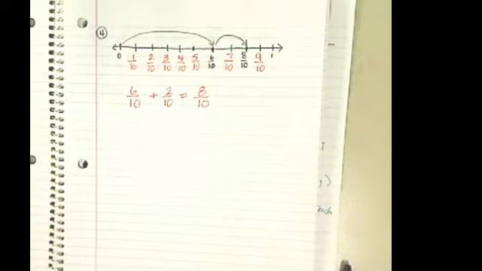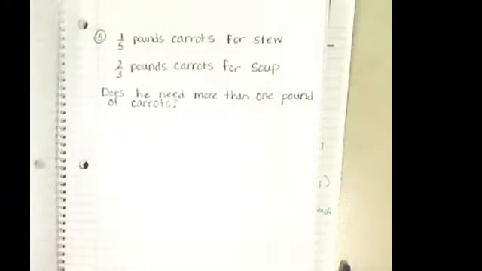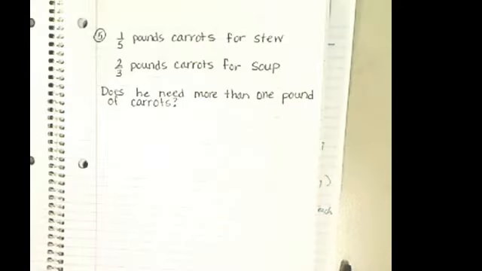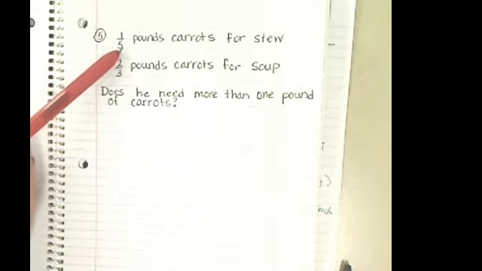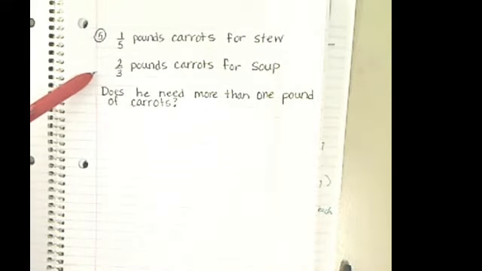Let's go to number 5. Clayton is making a pot of stew and a pot of soup. The stew recipe calls for 1/5 pounds of carrots. The soup recipe calls for 2/3 pounds of carrots. Davis thinks that he will need more than 1 pound of carrots to make both recipes. Is he correct?